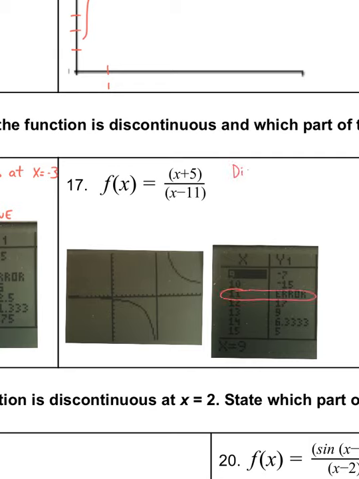So my discontinuity is at x equals 11, and we can say that step number 1 fails again. There's no y value at 11. f of 11 does not exist.